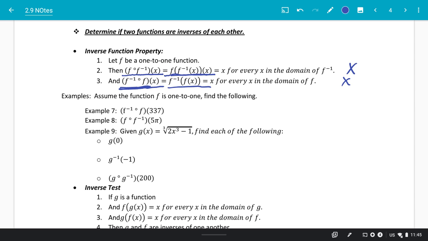Couple final examples. If I take F inverse times F of 337, what am I going to get? 337. If I take a function times its inverse times 5 pi, what am I going to get? 5 pi. Okay.